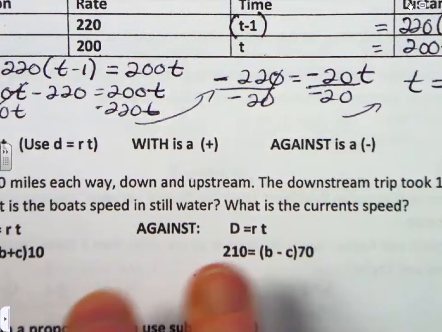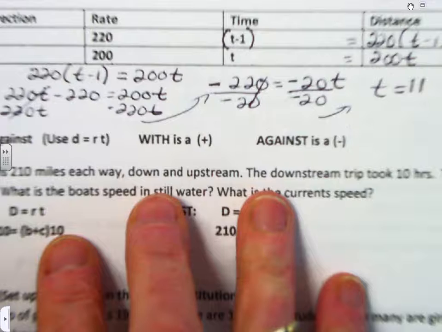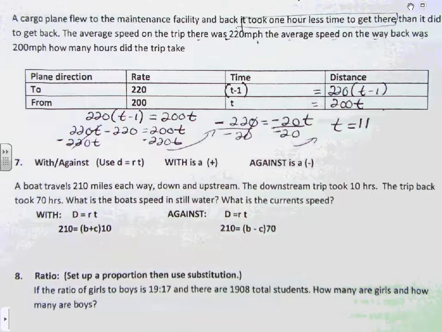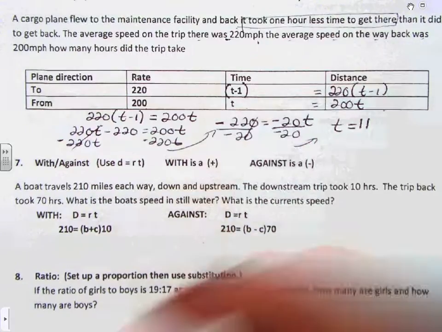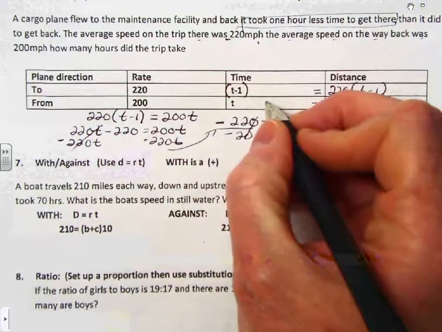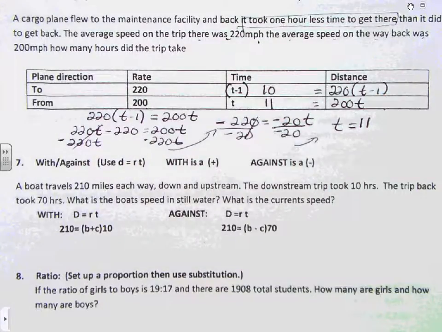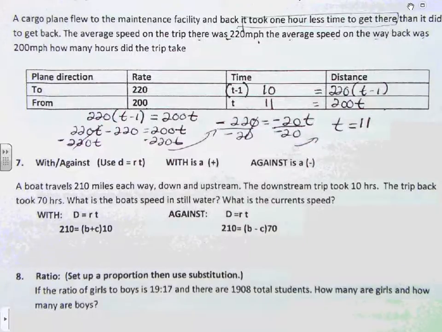All right. Are we done? Nope. You have to find the time for the 2. Okay, so if this one is 11, 11 take away 1 would be a 10. So did I find the answer? No, I didn't. Read the question one more time. Hours.